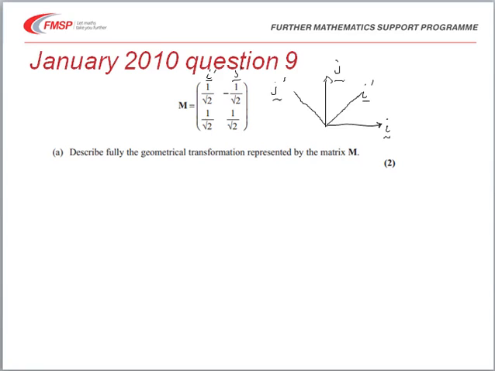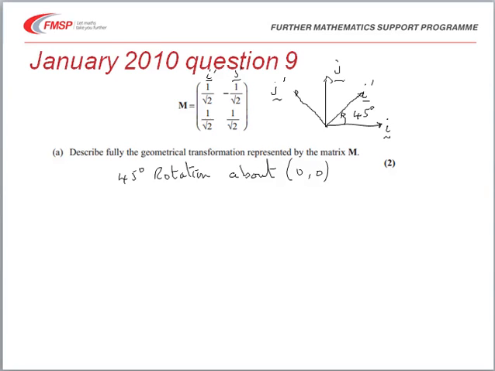Now that would perhaps be sufficient, because remember that in your specification all of the rotations, as this clearly is a rotation, will be in multiples of 45 degrees. So we can see that this is a rotation of 45 degrees about the origin. A 45-degree rotation about the origin.